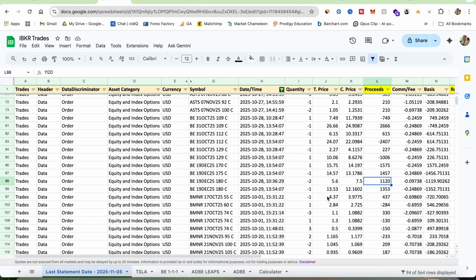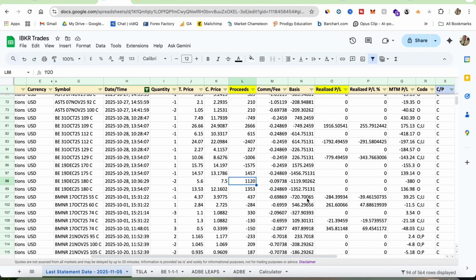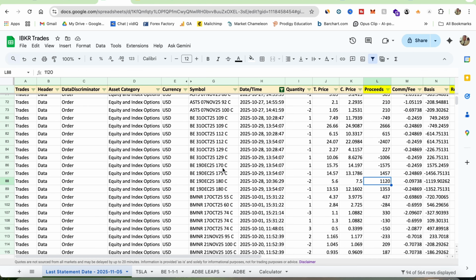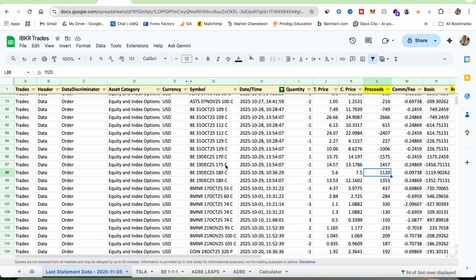So if and when I need to roll this out into the January cycle, I will have a loss against this trade, but all of that premium will be collected in there. And that'll be a good one to show you guys how I'm managing those positions as time goes on.